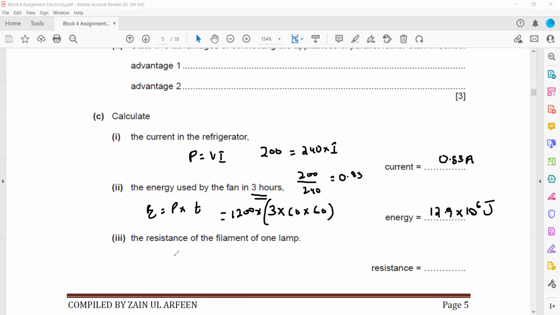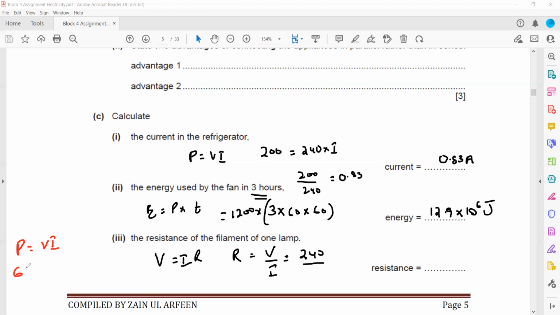The resistance: we have the formula V is equal to IR, so R is equal to V divided by I. V is the voltage, which is 240. But we don't know I here because the current in each lamp is not known. So first we have to find the current. How to find the current? Again, we will use the formula P is equal to VI.